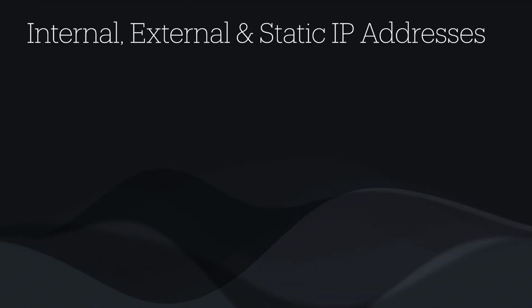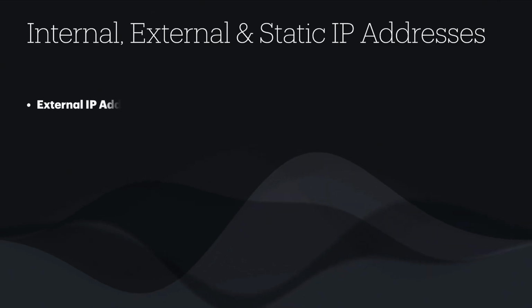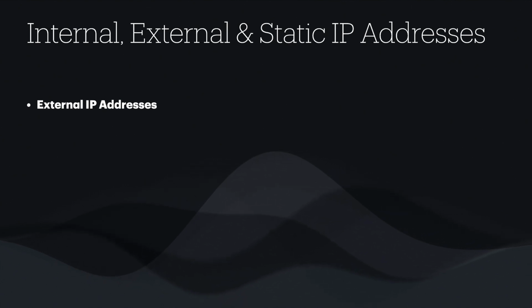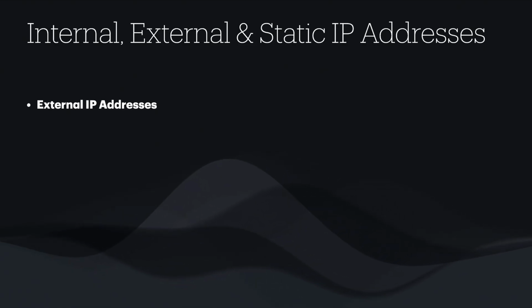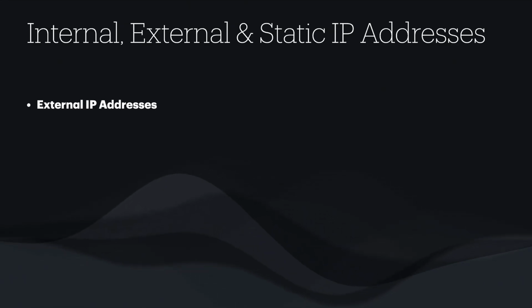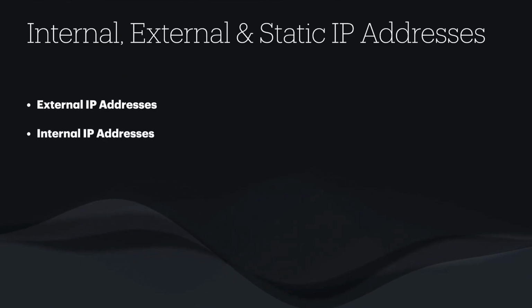Now let's talk about the internal, external, and static IP addresses. GCP provides three types of IP addresses. One is internal, the other is external, and the third one is static IP address. External IP addresses are internet addressable. That is, one can access the machine publicly, like the way we access any website publicly. So for these machines, the IP address is accessible publicly to anyone. Then comes internal IP addresses. These are internal to a corporate network.